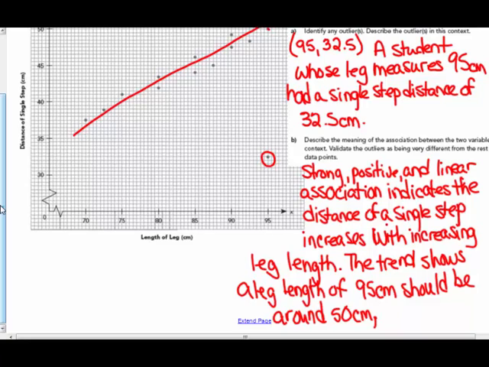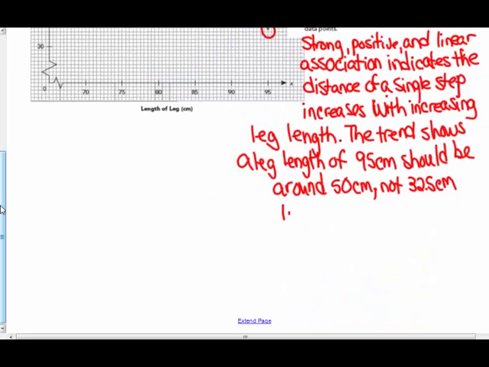So I'll put a comma there. Not 32 and a half centimeters like the outlier. They must have taken like a baby step or something. So the outlier is only showing 32 and a half. It really should be around 50. That's what that's explaining.